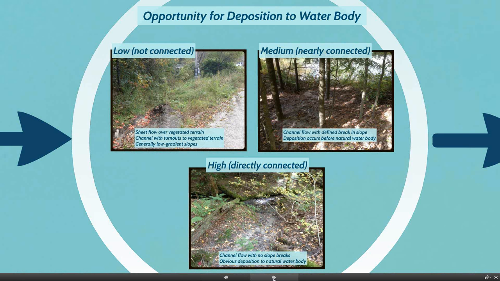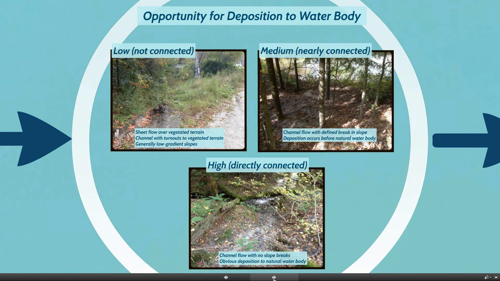A medium opportunity is really somewhere in between low and high. You're kind of seeing a little of both. You see areas where there are some defined breaks in slope. You're seeing deposition occurring before you get to the water body, but the water body is relatively close, and you're making a judgment that in large enough storms, there is likely a significant amount of that sediment reaching the water body. That would be a medium type site.